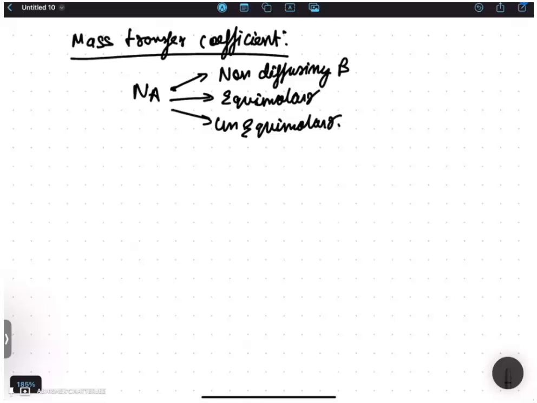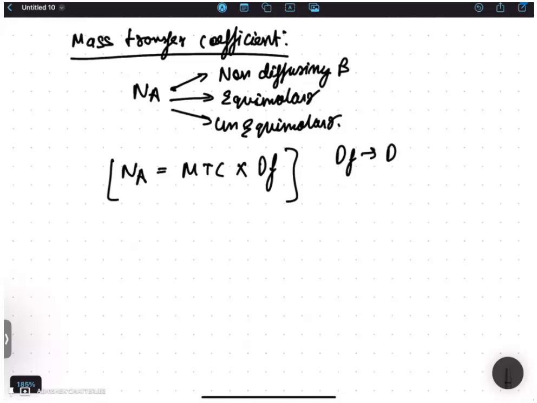Okay. So we say that if our system is becoming very complex, very complicated, and we are not able to define its concentration profile or the velocity profile properly, then we will not be able to derive it from the fundamental equation of mass transfer. So in that case we can write our Na as equals to mass transfer coefficient into driving force. DF is driving force, and MTC is your mass transfer coefficient.